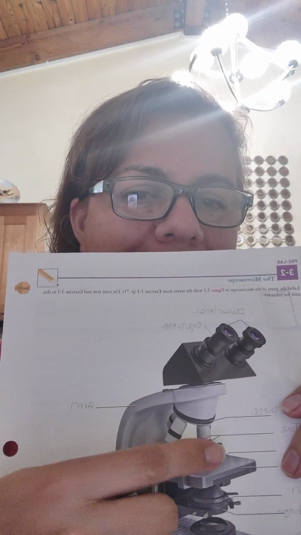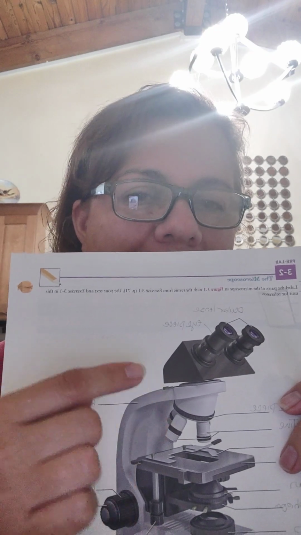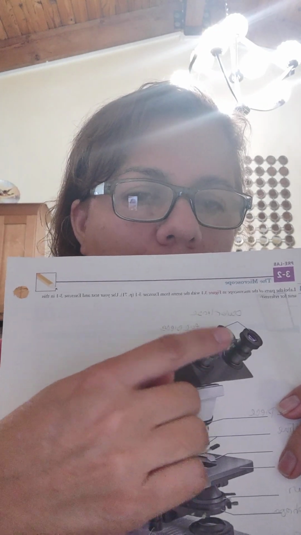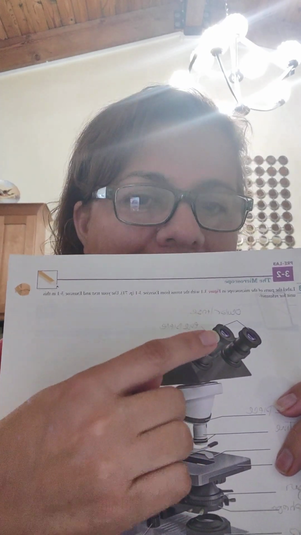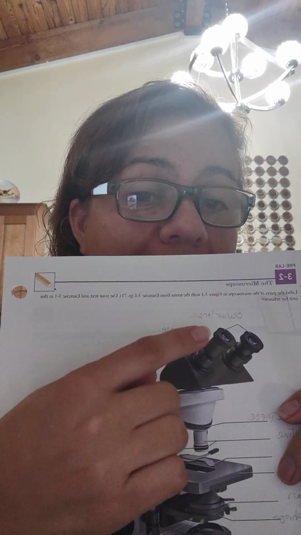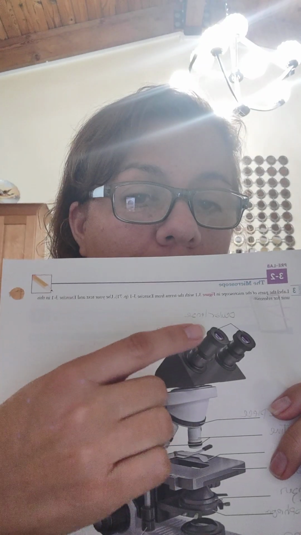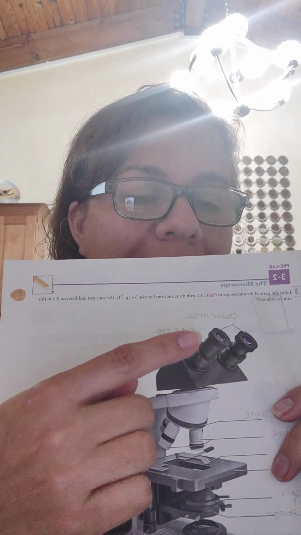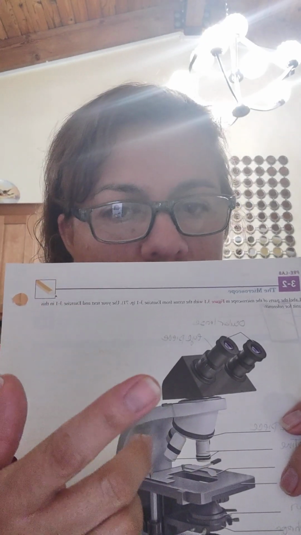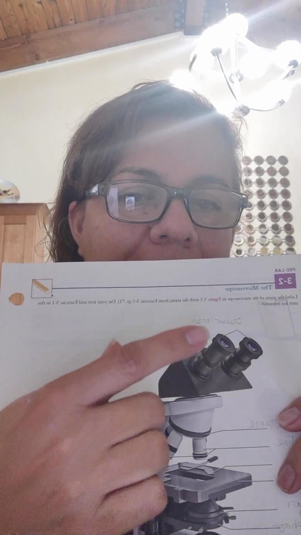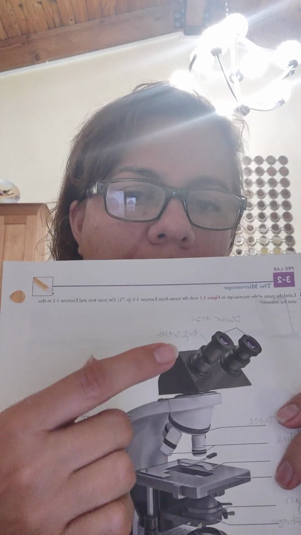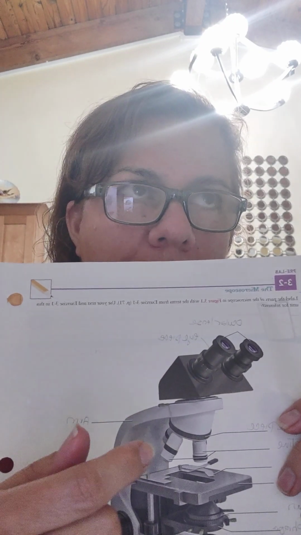Now, these magnifications get multiplied by the ocular. So this is the ocular lens, where you put your eyes in. This already has a magnification of 10x. So what you do is you multiply, for example, with the red one, which is the 4x. So you say 10 times 4 is 40, and then 10 times 10 is 100, and 10 times 40 is 400.